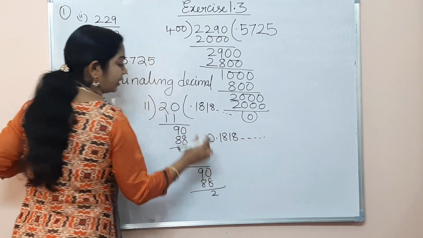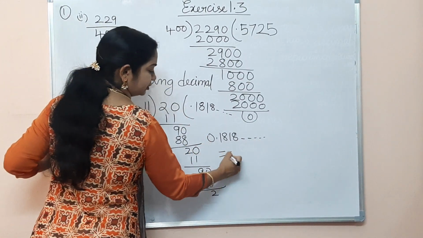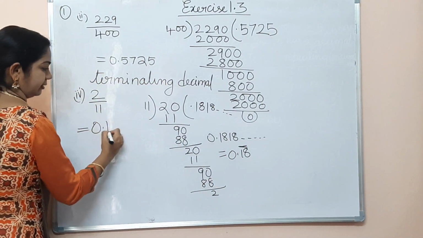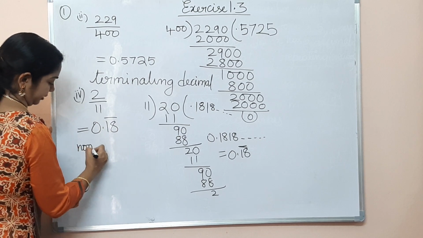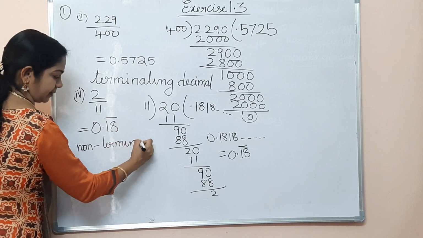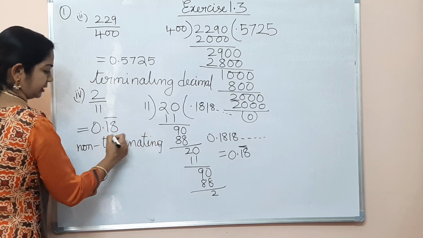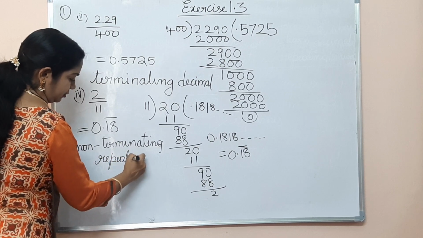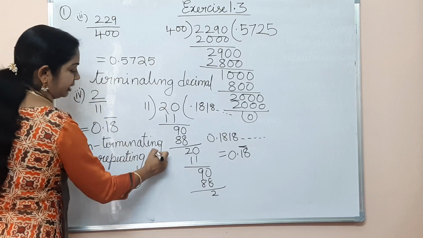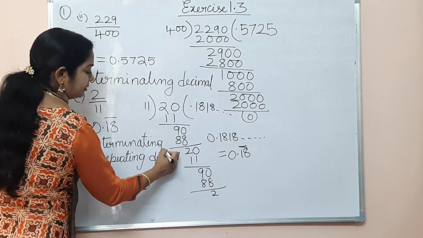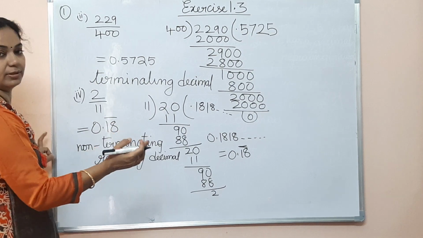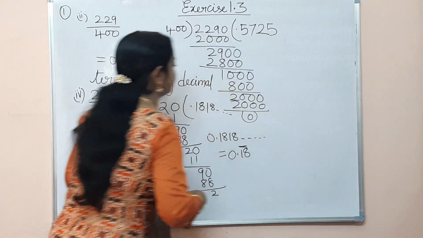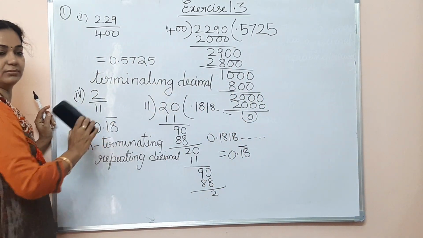0.1818. So 18 is being repeated. So 0.18 we can keep it as bar. This is non-terminating repeating decimal. Clearly non-terminating. It is not stopping, isn't it? And also it is repeating. The 18 number is being repeated. So non-terminating repeating decimal. Like this, there are two more problems in the same part. Do those problems. Okay. Let's see the second sum. Pause the video and note it down.